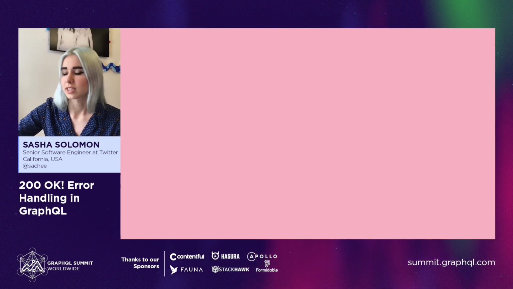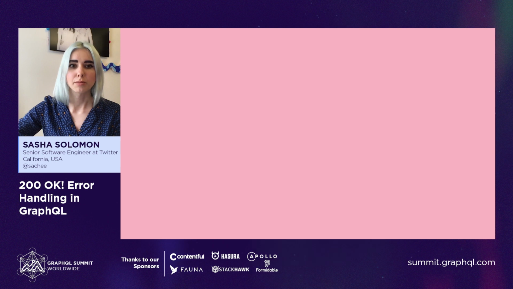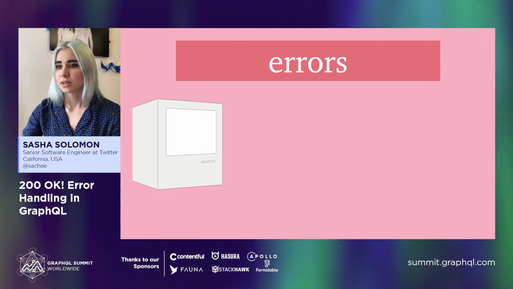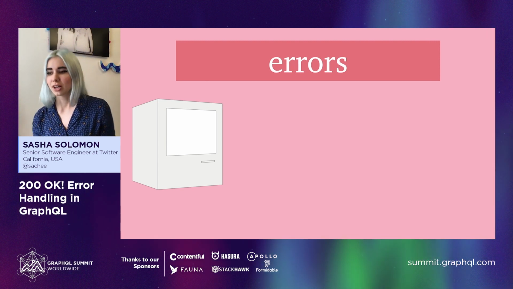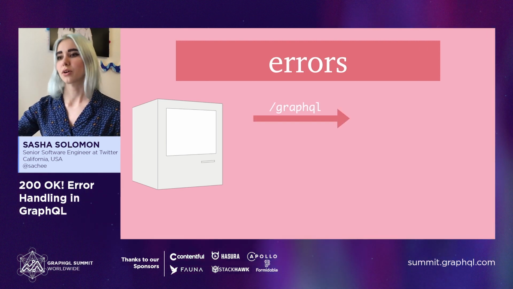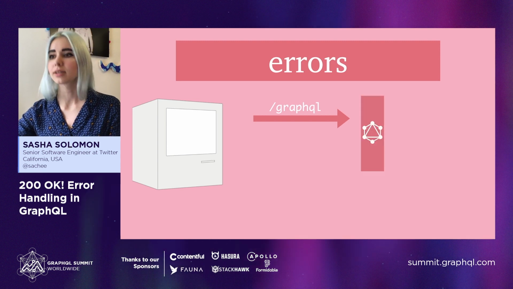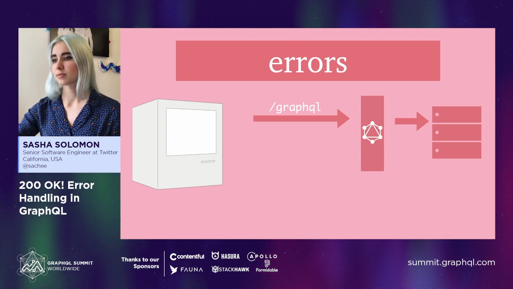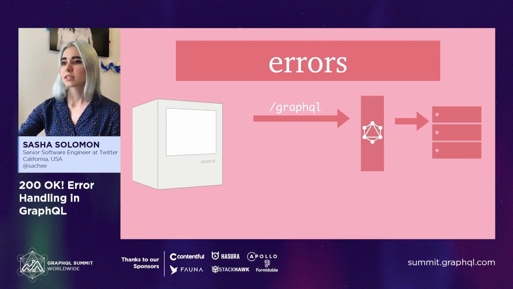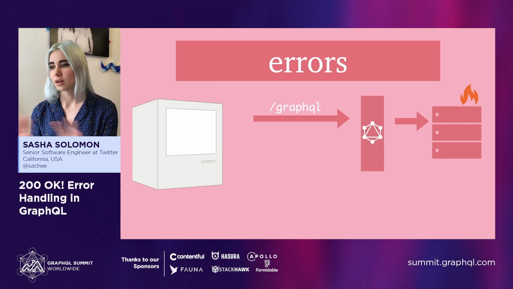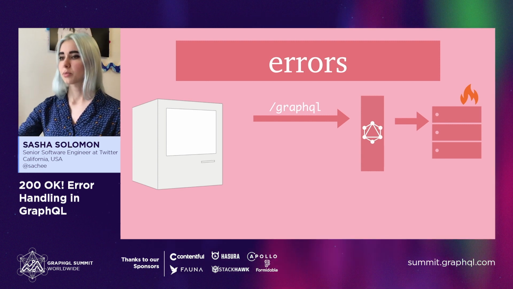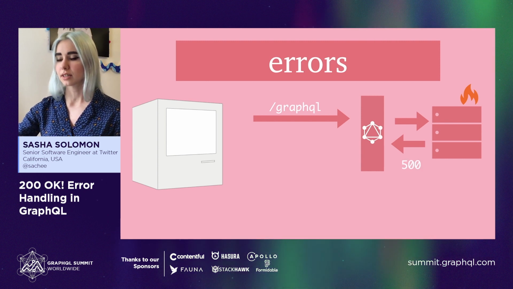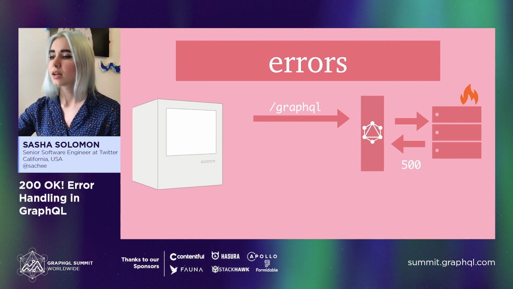Let's walk through an example of what happens with something we just categorized as an error. Here's our cute little client, and we're going to make a request to our GraphQL server at the GraphQL endpoint. The server is going to talk to, say, some service. But let's say something is going on with that service. It's on fire, not doing great. We might get something back from that service that says 500, don't talk to me. This is an internal server error, bad.